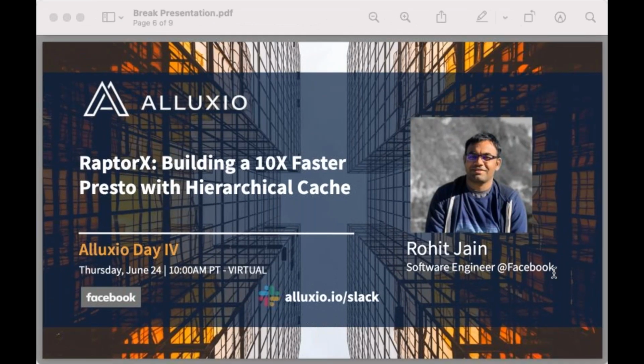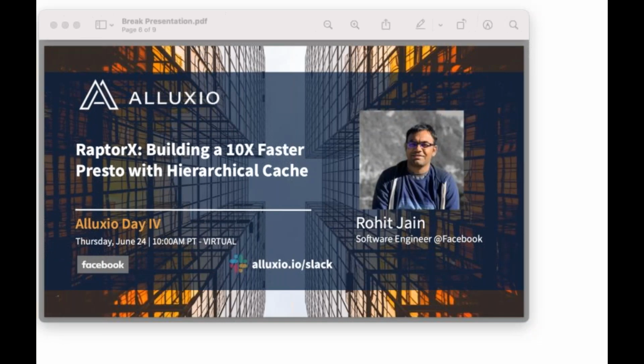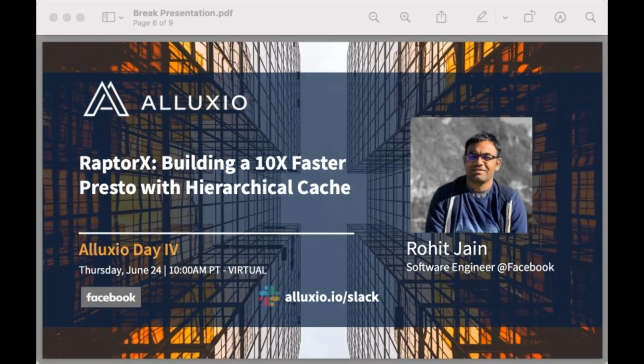She's asking, can Presto RaptorX be used for sub-millisecond queries, something similar to a read-only query on a DBMS? Sorry, are you asking whether RaptorX can be used for sub-millisecond queries? Is that the question? Yes, that's the question.